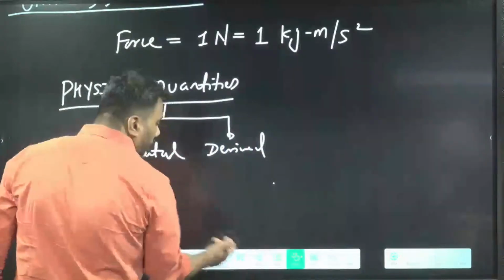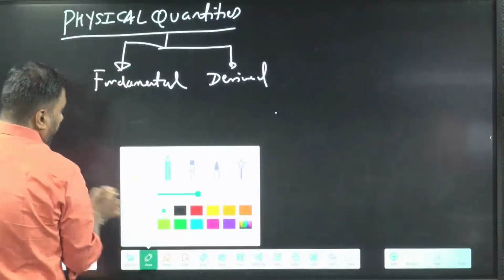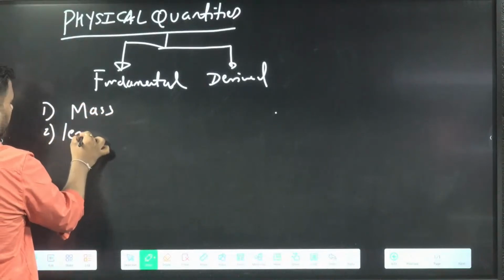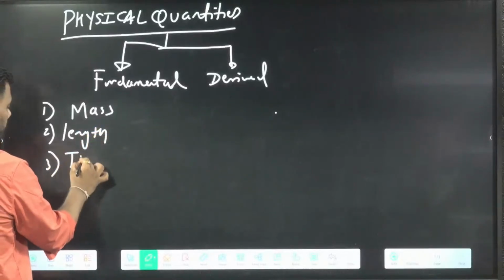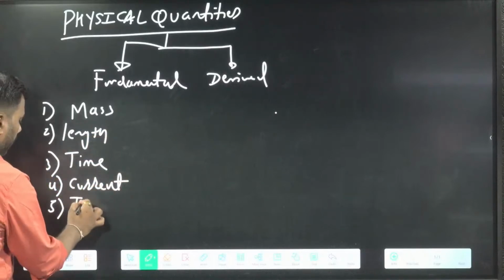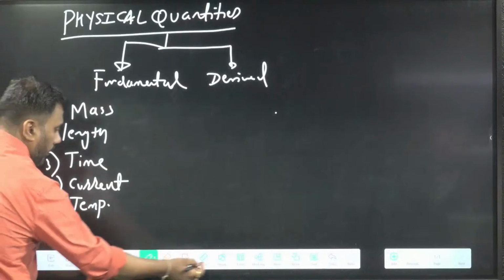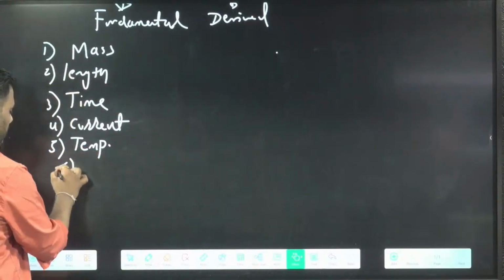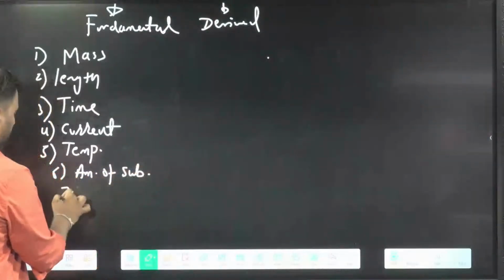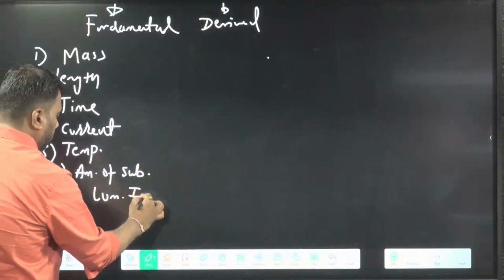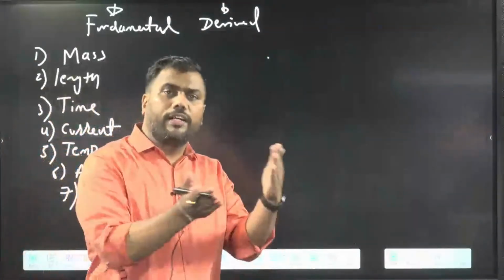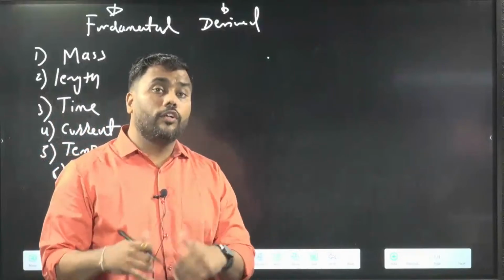There were 7 fundamental quantities in the SI system, which are mass, length, time, current, temperature, amount of substance, and 7th, luminous intensity. For these 7 fundamental physical quantities, we have defined their units. Okay. Now today we are starting dimensions.